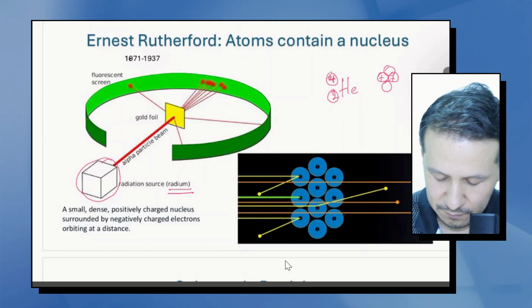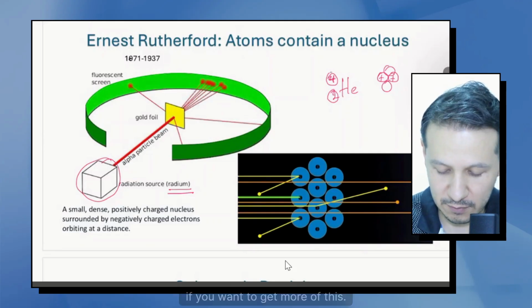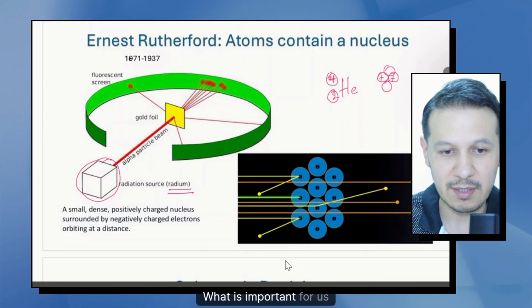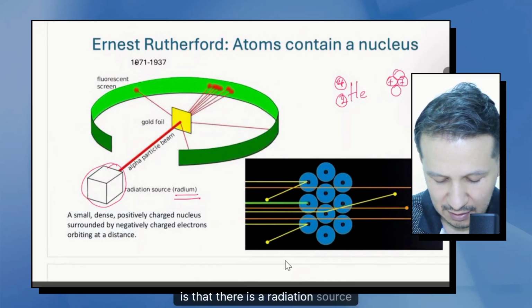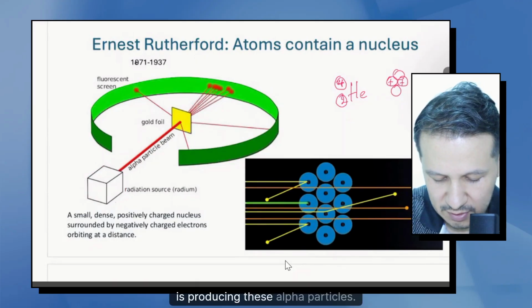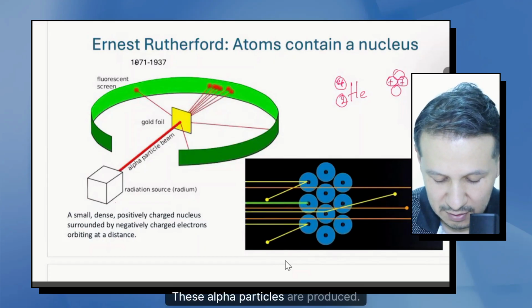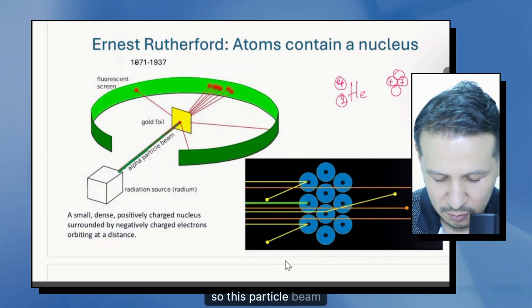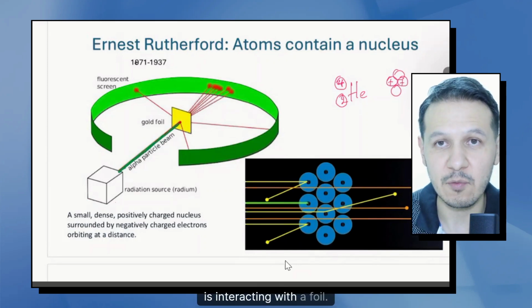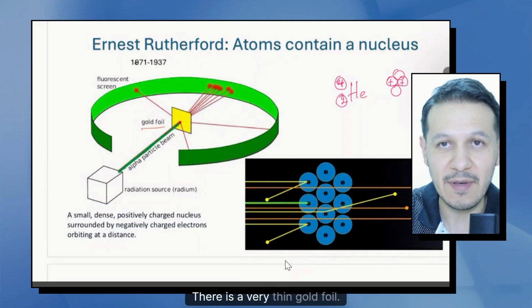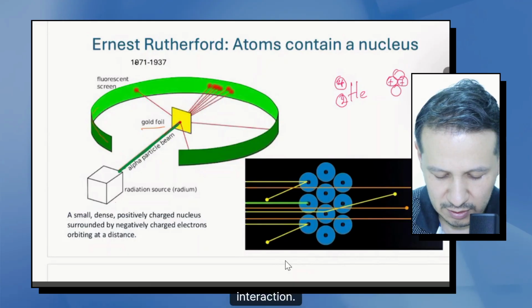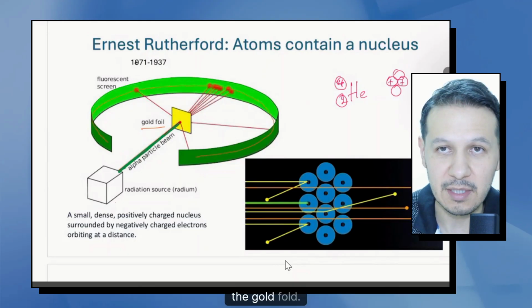If you want to get more on this, there is a big chapter explaining all of this phenomenon. Very interesting. What is important for us is that there is a radiation source made of radium producing these alpha particles. Here we have an alpha particle beam, which interacts with a foil. It is a very thin gold foil. There was a fluorescent screen to see the interaction between the particles and the gold foil.